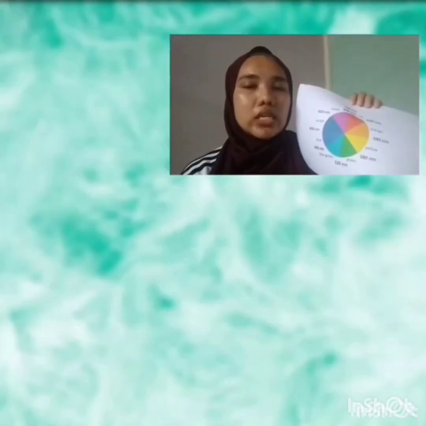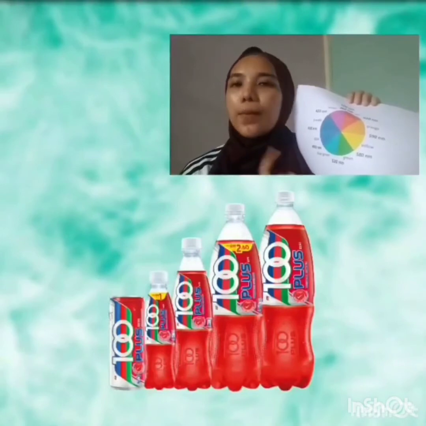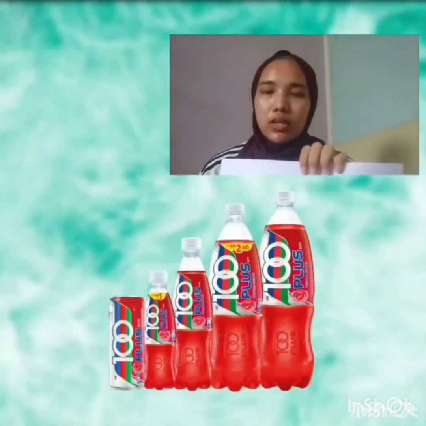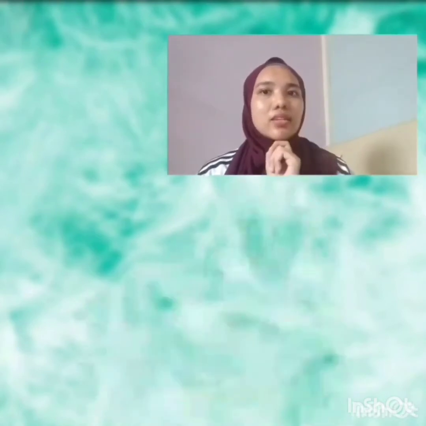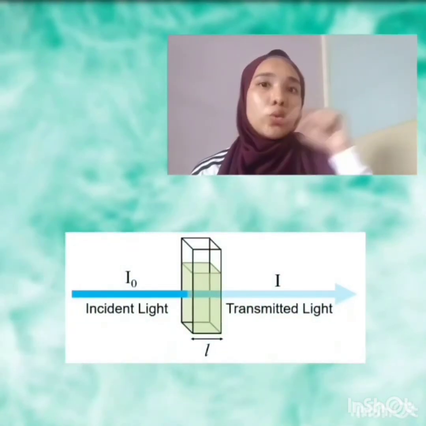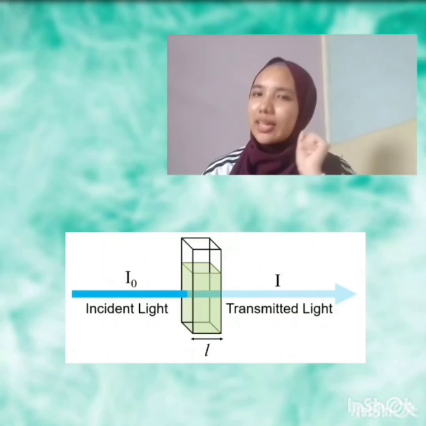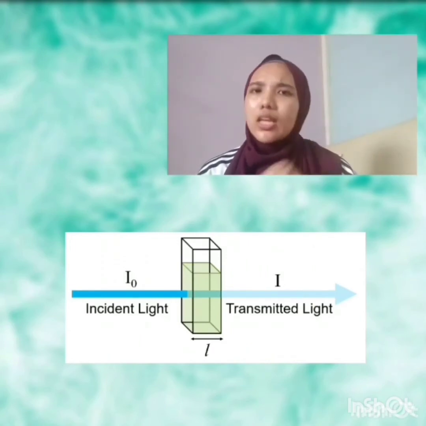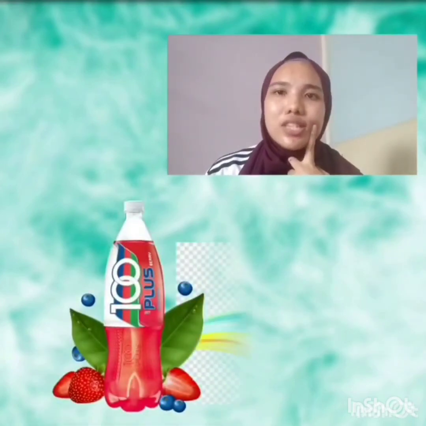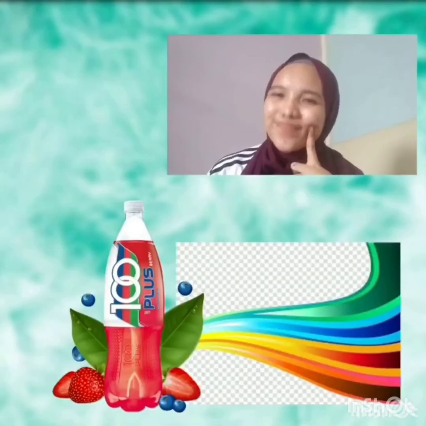Even though we see the soft drink is in red color, the incident light of the soft drink is actually blue to green. This means that the incident light absorbed is blue to green, but the transmitted light is red because the color of our soft drink used is red. This means the origin color of the red soft drink is actually blue to green.